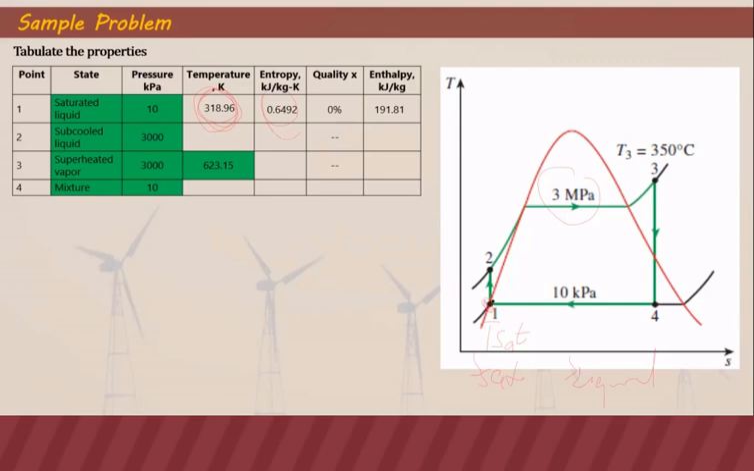And since this is saturated liquid, for saturated liquid the quality is 0%. And finally, for the enthalpy, that is HF. HF at 10 kPa, so we have 191.81 kilojoules per kilogram. So now we were able to fill in the table for point 1, or state 1.